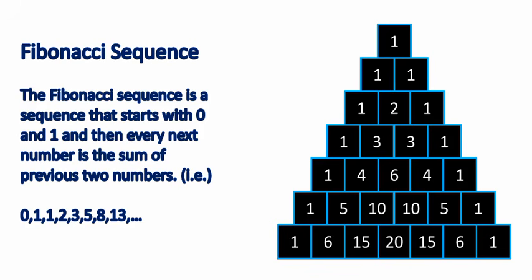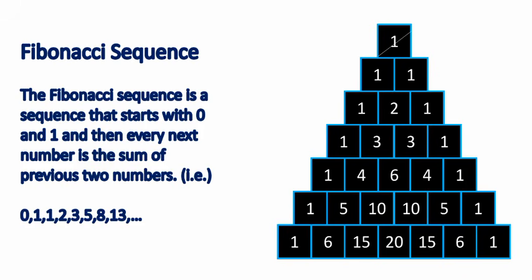Note that the first two numbers are 0 and 1. The next number 1 is the sum of the previous two numbers 0 and 1. The next number 2 is the sum of the previous two numbers 1 and 1. The next number 3 is the sum of the previous two numbers 1 and 2. Similarly, 5 is the sum of 2 and 3. 8 is the sum of 5 and 3. And 13 is the sum of 5 and 8.